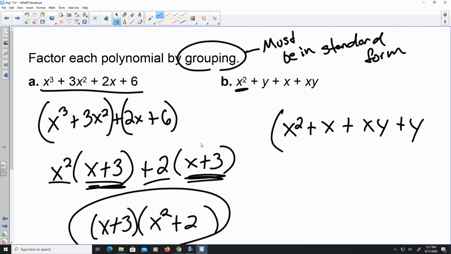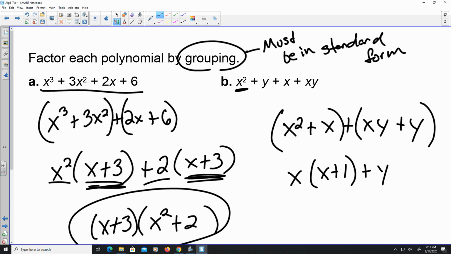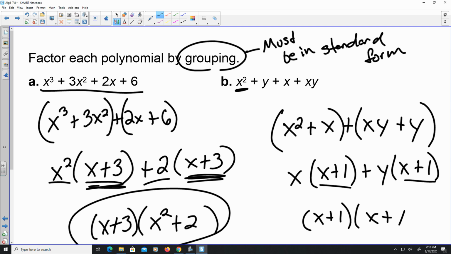So now I can group this and I can group this. Factoring out of x squared plus x, it will be x on the outside, and then I'm left with x plus 1. Put a plus right there because it's what is in between them. Between the two values, I can factor out a y, and I'm left with x plus 1. Did I have the same thing? Absolutely I do. So that's our common binomial. So now my factored completely polynomial is x plus 1, because they're the same, times what's left over, which is x plus y.